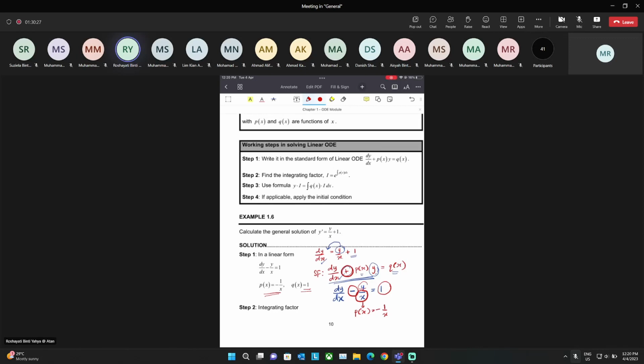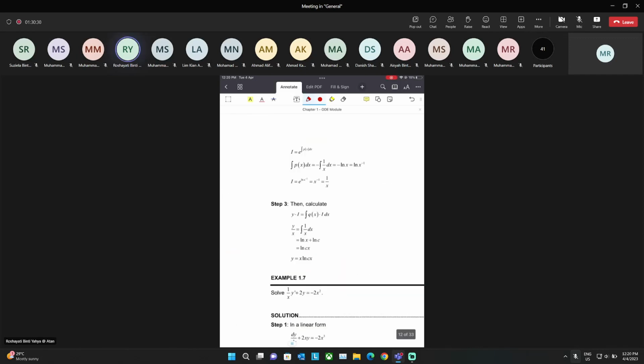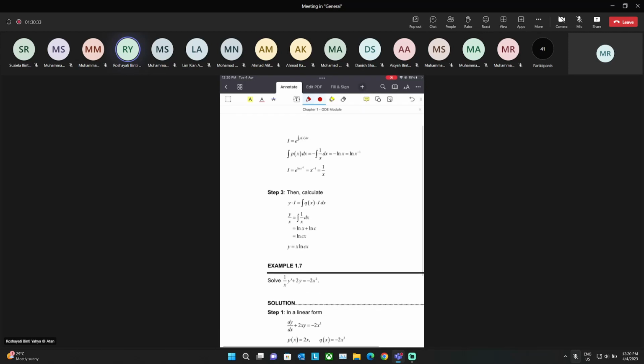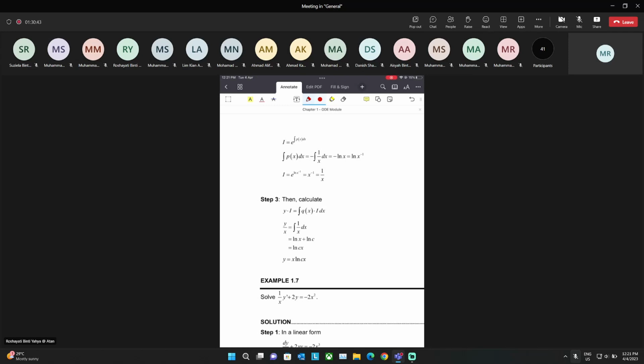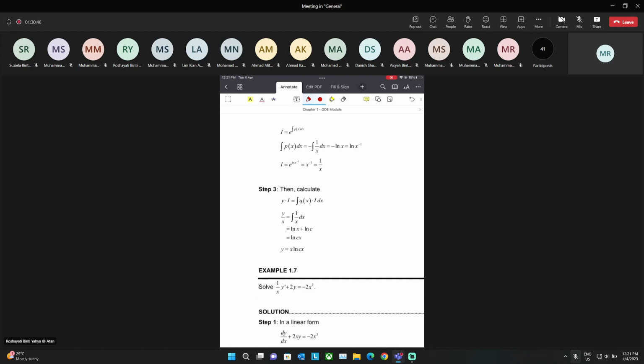So, integrating factor. Integrating factor is I equal to exponential integration of p(x) dx. Before we go for the whole I here, we need to solve the integration first, so that it is called the integrating factor. So for the integrating factor, integration of p(x) dx.